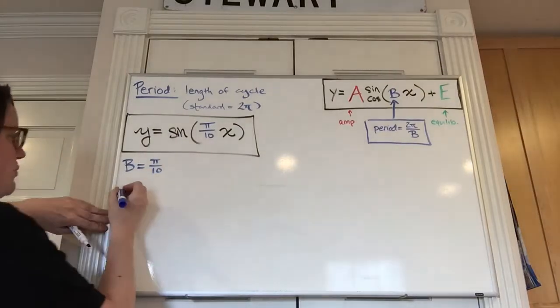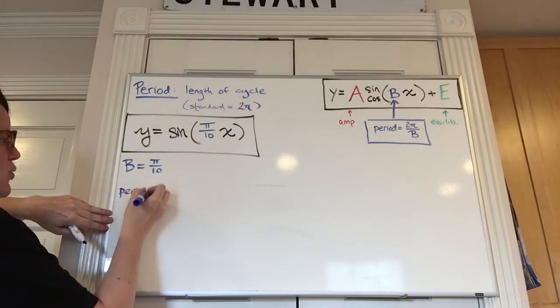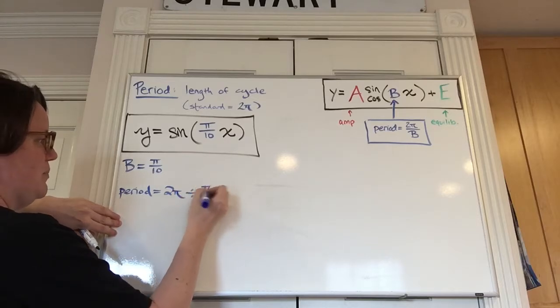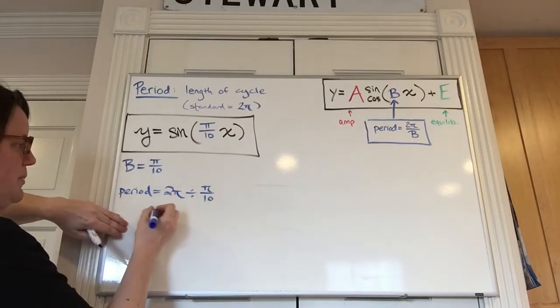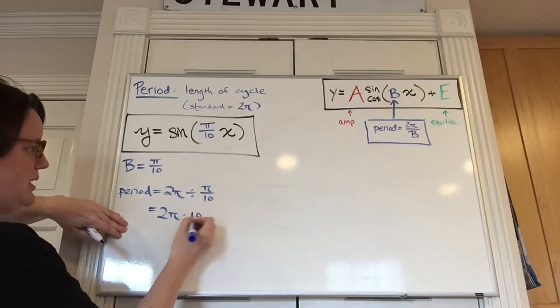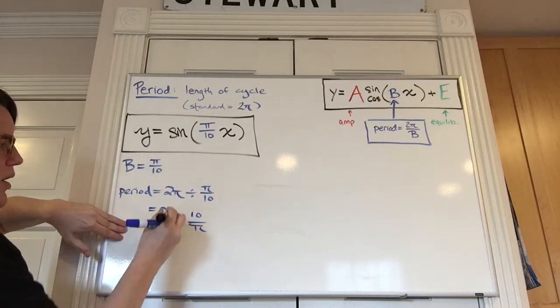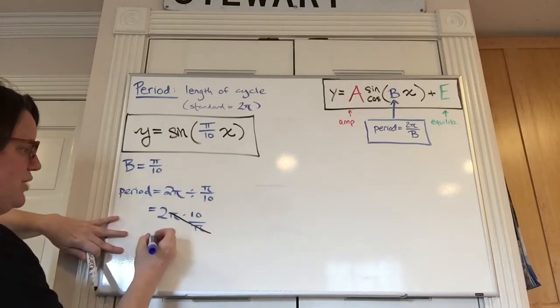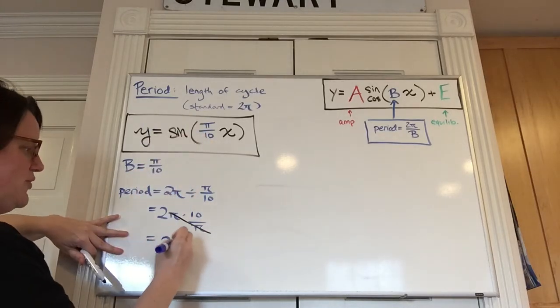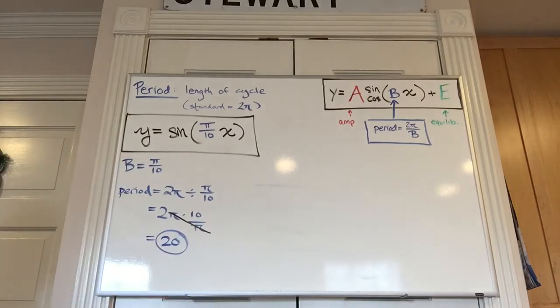I know from this equation right here that the period is going to be 2 pi divided by the b value. Okay, so the period is going to be 2 pi times the reciprocal, 10 over pi. The pi's cancel. It turns out that for this function, because there was a pi built in, the period of this function is just the normal number, 20.